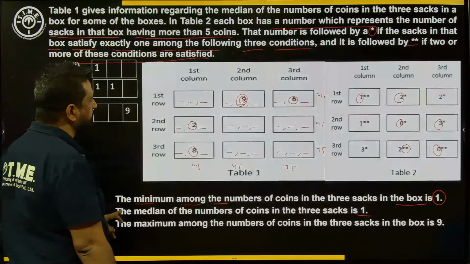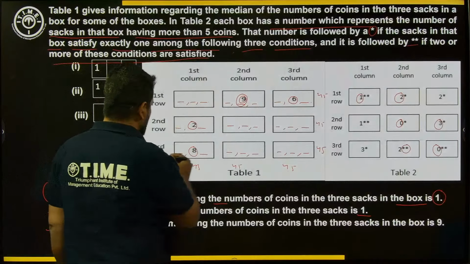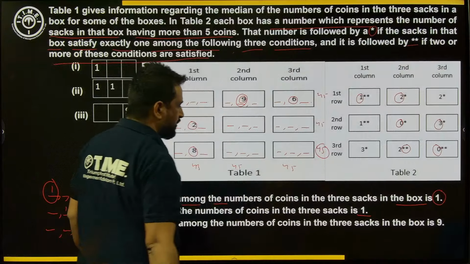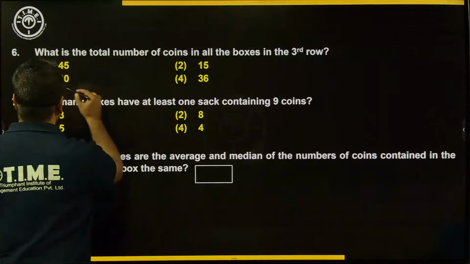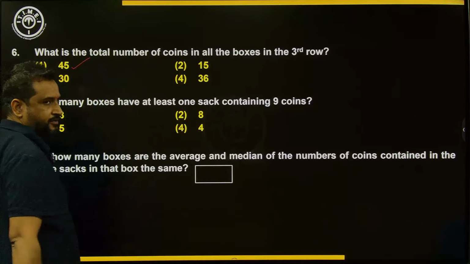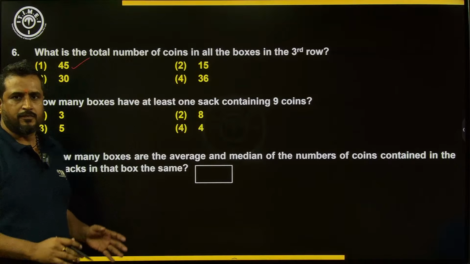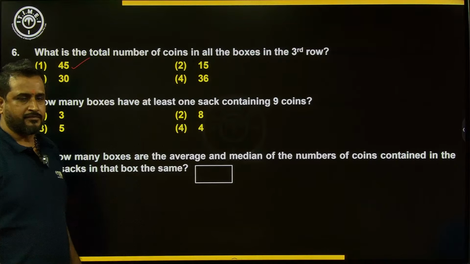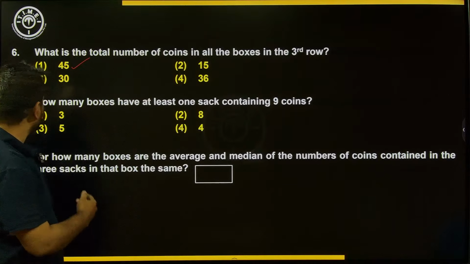Yes, this we already identified, right? The third row sum added up to 45. So we got the answer to this question. Choice 1 is your answer, right? Without much effort, we are able to answer question number 1. Now what is given next?